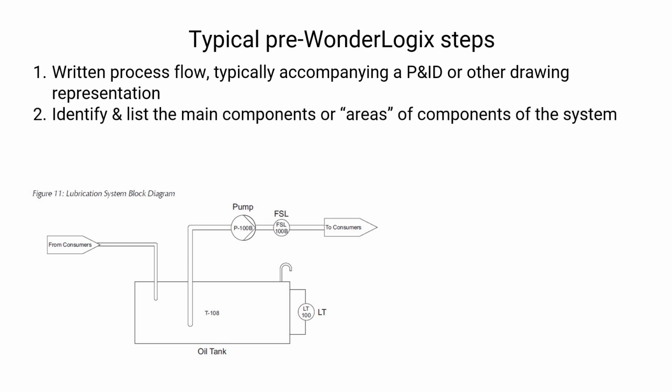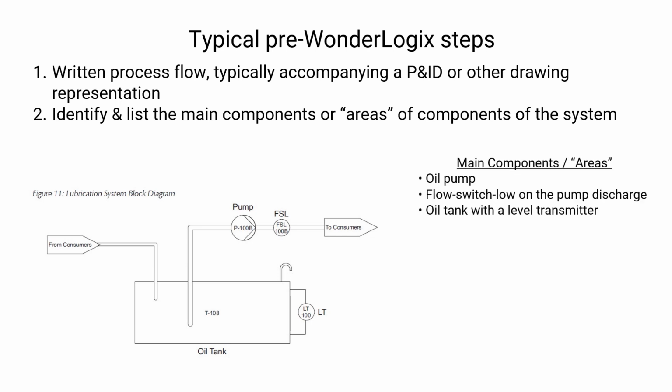Next, you'll need to identify and list the main components or areas of components in your system. In this case, we have an oil pump, a flow switch, and an oil tank with a level transmitter.